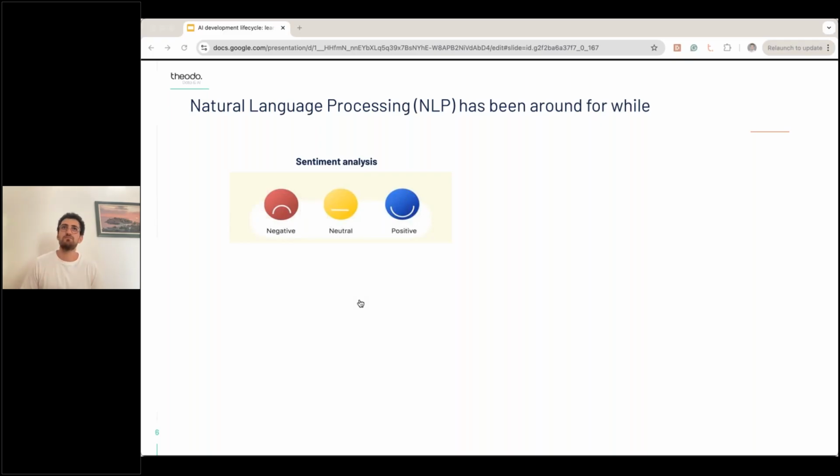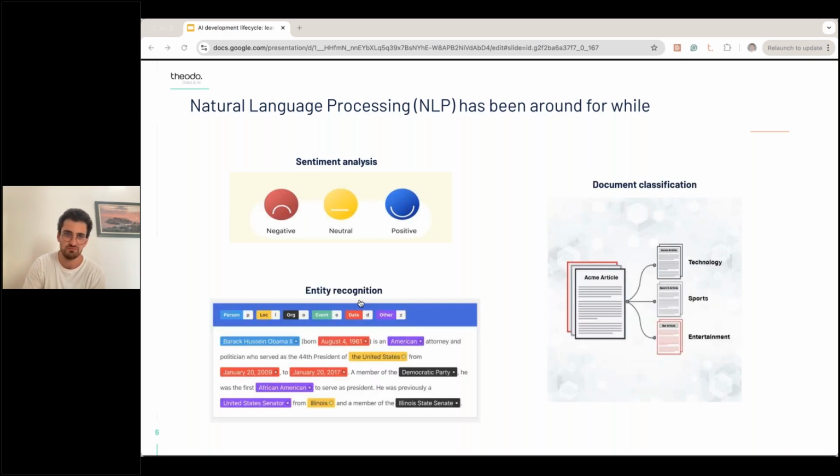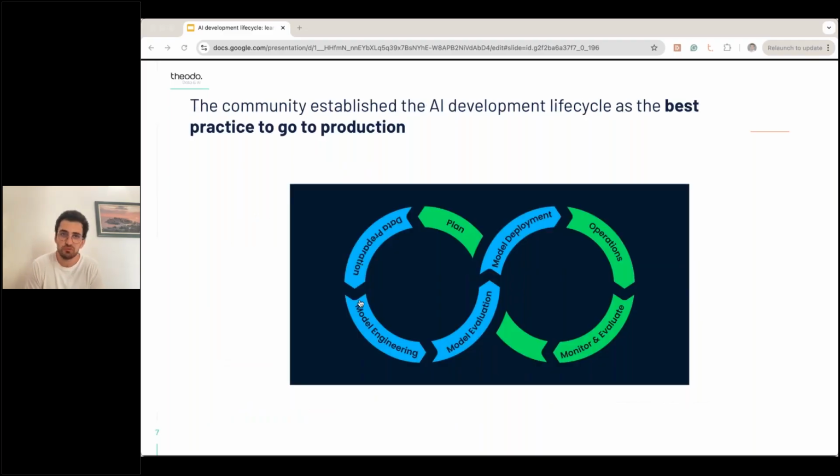So about today's topic, a few years ago was the big NLP boom, more like 5 years ago, and people started building a lot of stuff like sentiment analysis, document classification, or entity recognition. And over the years, the community established the AI development lifecycle as the best practice to go to production, because a lot of products were not making it to production. And they felt that with these good practices, products were more likely to go to production. So first, you plan what you want to do, you prepare your data, you engineer a model, you evaluate it, deploy it, operate it, and monitor it in production. And you're good.